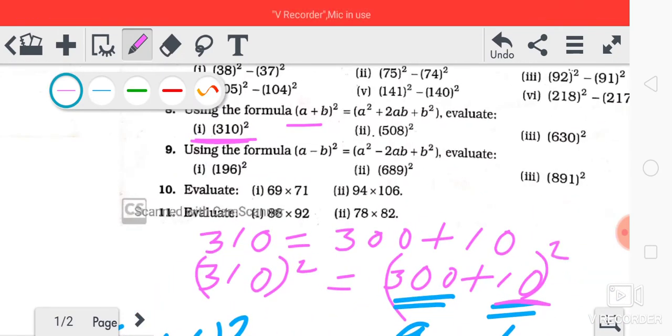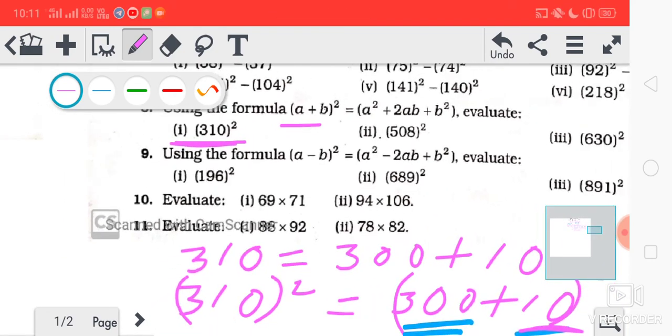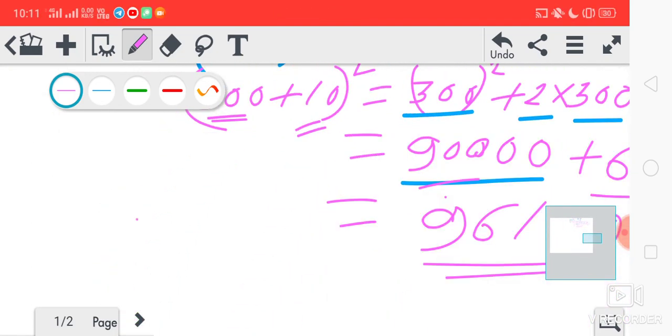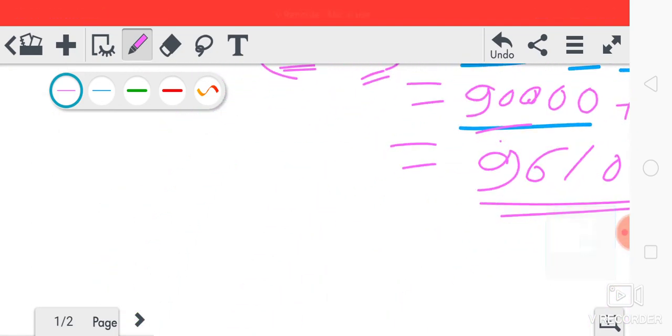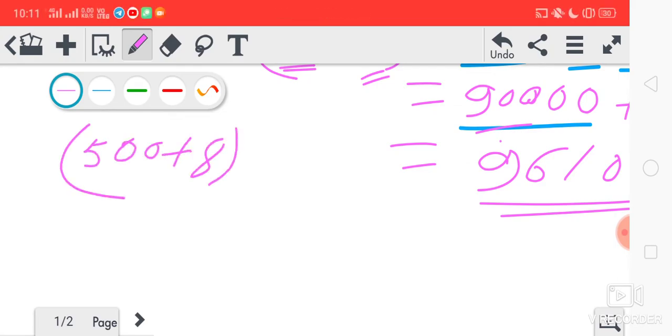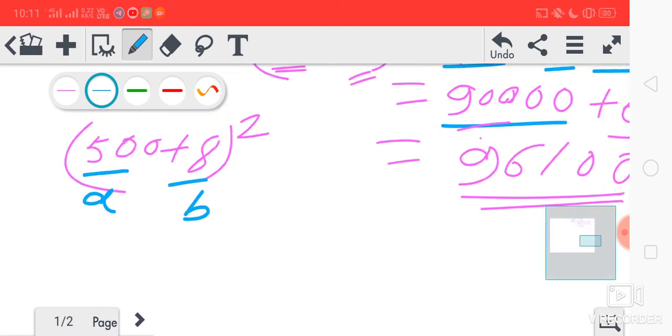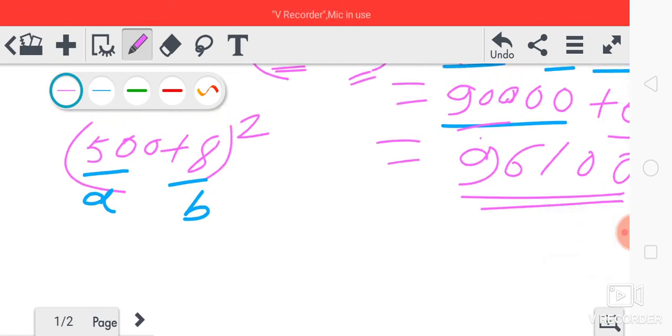So we'll see one more question. One more question, that is 508 square. Can you tell how we can write 508 square? So 508 square we can write 500 plus 8 whole square. Okay. So again it is in the form of A plus B whole square. In place of A, 500 is there. In place of B, 8 is there. Again we'll split into the formula. So 500 plus 8 square means what?